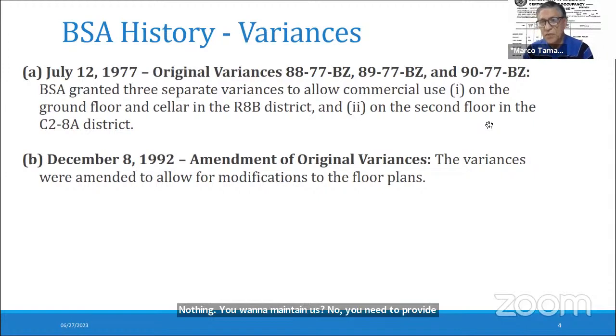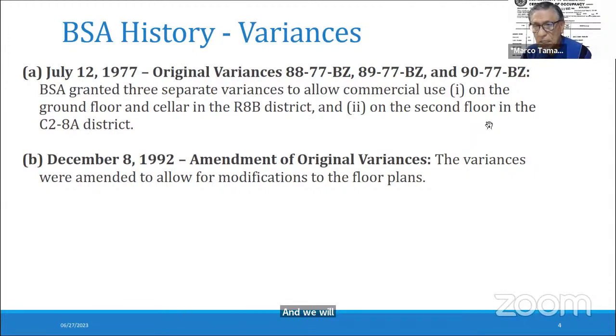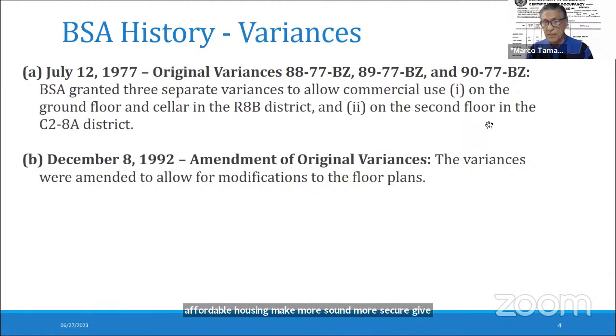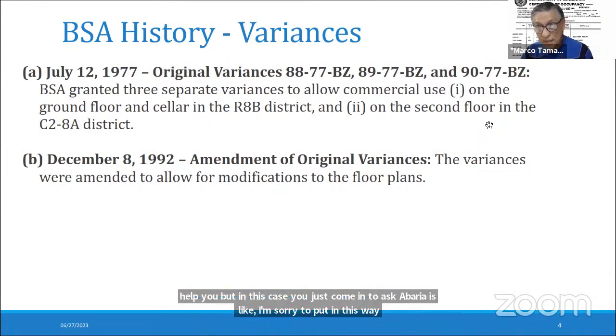You cannot come to the community and keep milking the variance. Because remember, this is a relief. This is not to make you whole. And that is the bottom line of everything. We would like to see, yes, okay, you want something, give something to the community. Repair this affordable housing, make it more sound, more secure, give something that allows us to make a decision. Yes, we can help you. But in this case, you are just coming to ask for a variance, I'm sorry to put it this way, like a welfare department in this community board. And I think that is wrong.